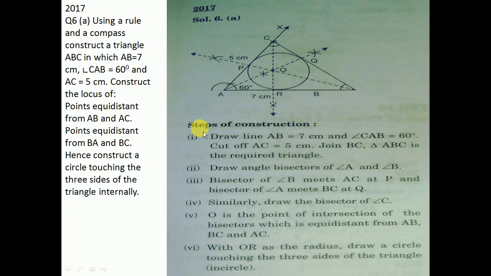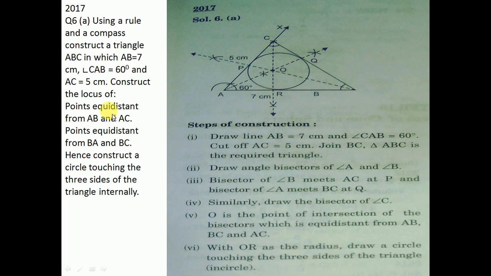Now, using the ruler and compass, consider triangle ABC, in which AB is 7 cm, CAB is 60 degrees, and AC is 5 cm. So first draw this, draw an arc for 60, cut for 60 degrees, extend this line, measure for 5 cm and cut. So we got a triangle with whatever measurements they have given.